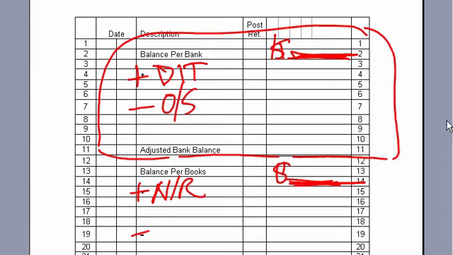Then a couple of common negatives would be a service charge that the bank charges us for sending us our statement, and then another thing called NSF, which is non-sufficient funds. So when somebody gives us a check, we would have originally recorded and deposited that. Later the bank comes back and says, well, that check didn't clear, so we have to reverse it by subtracting it out.